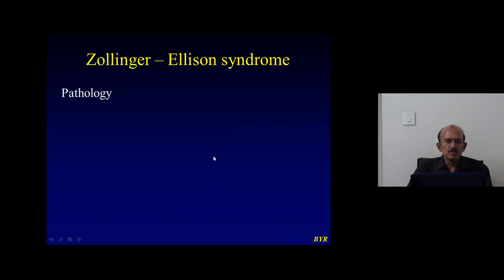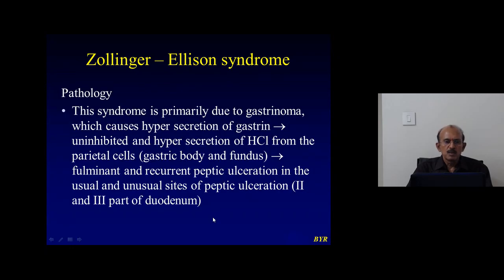Pathology of Zollinger-Ellison syndrome. This syndrome is primarily due to gastrinoma, which causes hypersecretion of gastrin. This leads to uninhibited hypersecretion of hydrochloric acid from the parietal cells. This leads to fulminant and recurrent peptic ulceration in the usual sites, that means pyloroantrum, pylorus, juxtapyloric duodenum, and lesser curvature of the stomach. And unusual sites of peptic ulceration, that is the second and third parts of the duodenum.